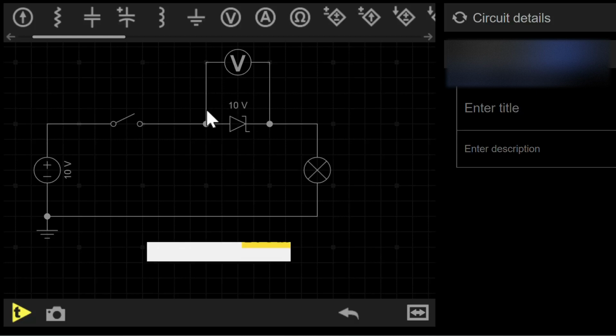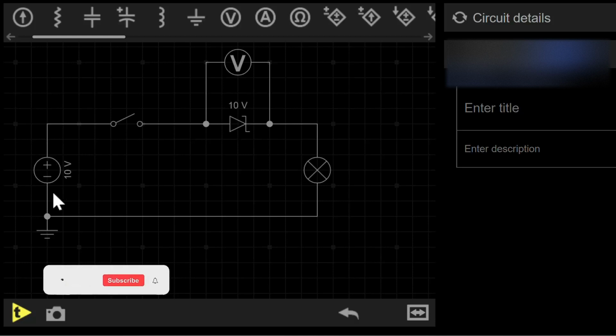Zener diode has its breakdown voltage, or sometimes we call it Zener voltage. In this case, it's 10 volt. So when we connect this Zener diode in a reverse manner, and the DC power supply voltage is more than this breakdown voltage, it will conduct a current through the Zener diode. Let's demonstrate here so that we can understand further.